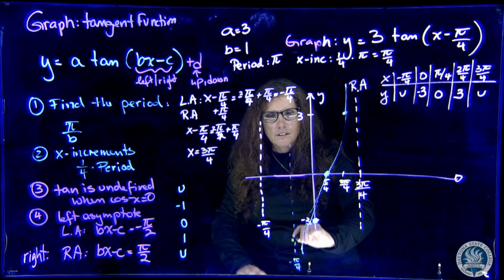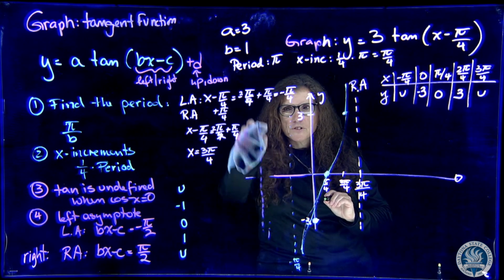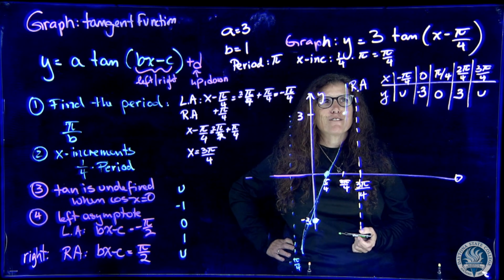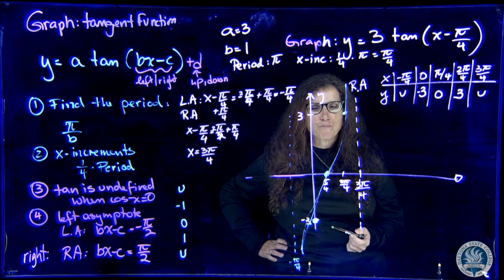Okay. I'm just going to erase it. Here you go. That's how you graph 3 tangent x minus pi over 4.